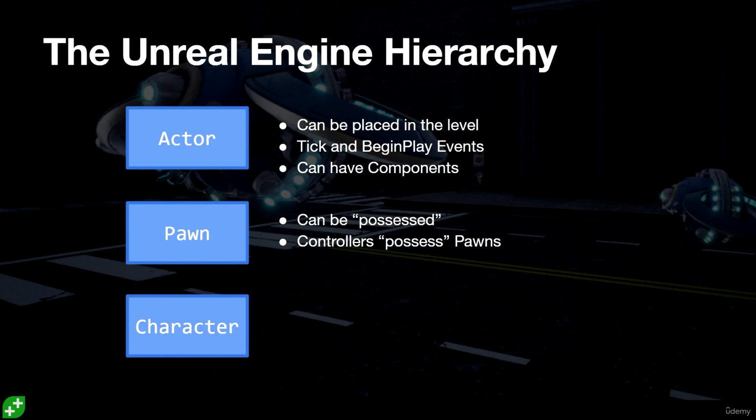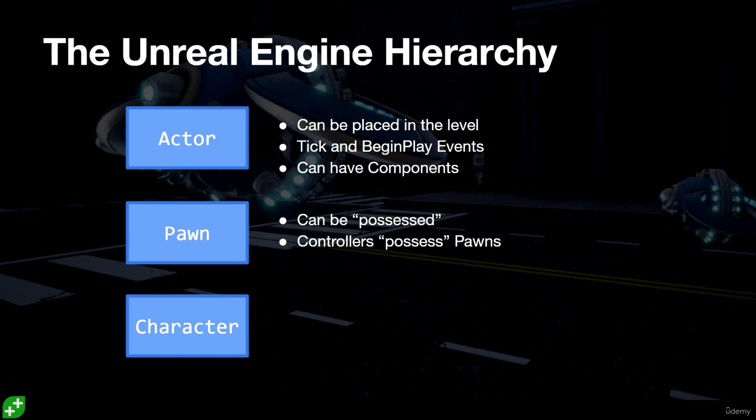Now, further down the hierarchy, we have the character. And a character is based on a pawn, which means it has all of the functionality that pawns have. So a character can be possessed by a controller. And it also has all of the features that the pawn inherits from the actor. So characters can be placed in the level. They have tick and begin play events, and they can also have their own components, such as a camera and a mesh. Now, a character also has more specific capabilities that the pawn does not have.